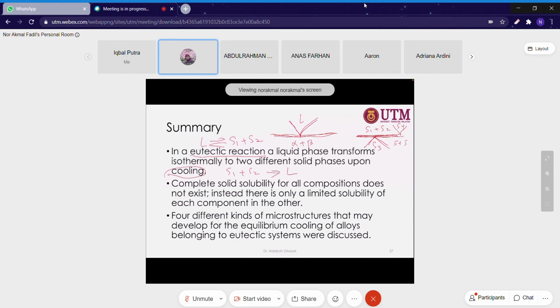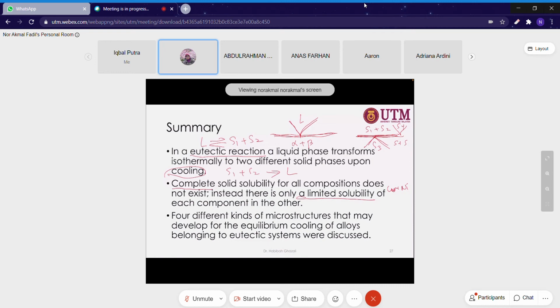Instead, there is only a limited solubility. Complete solubility is an example like copper and nickel. Okay, copper and nickel, like water and alcohol, something like that. It will mix completely, but limited solubility has a limit, like sugar plus water.